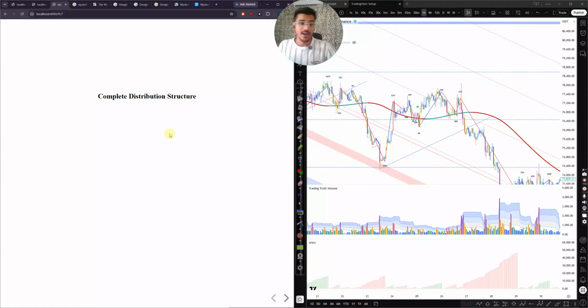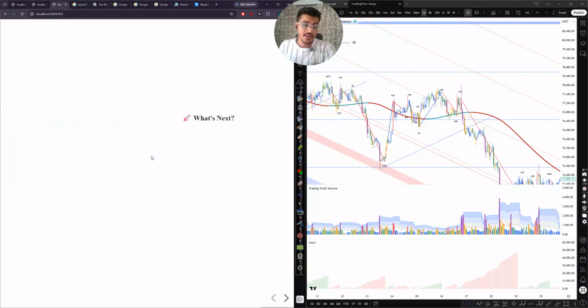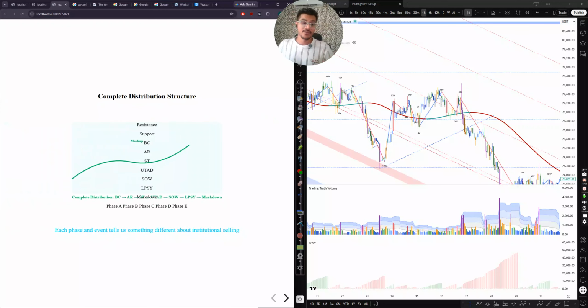Okay. Complete distribution structure, I showed you guys already this one. And there are also 5 different phases: phase A, phase B, phase C, phase D, phase E, as we have in accumulation. Each phase and event tells us something different about the institutional selling.